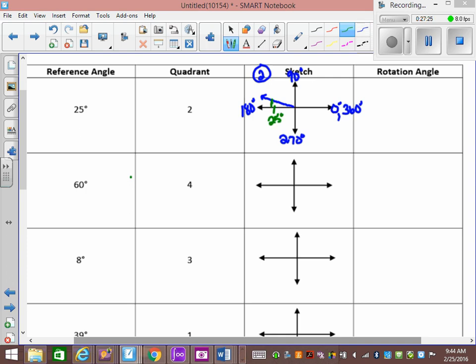But what do I actually want? The angle, this angle, the angle in standard position. How do we get it? It's just 180 degrees minus 25, right? So it's just 180 degrees minus 25. So it's 155. Okay?